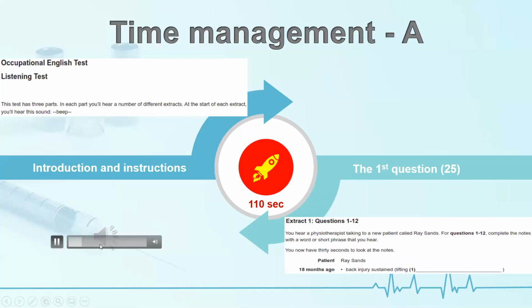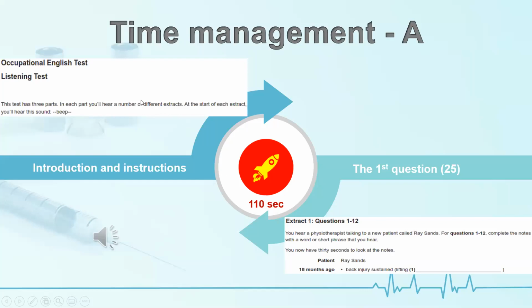So as you see, here you have this time gap, and in the recording you are informed to have 30 seconds only, but actually you have 110 seconds instead of 30 seconds.